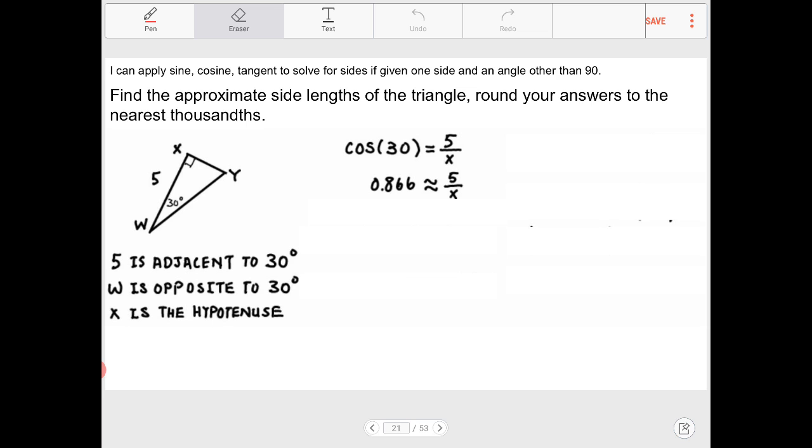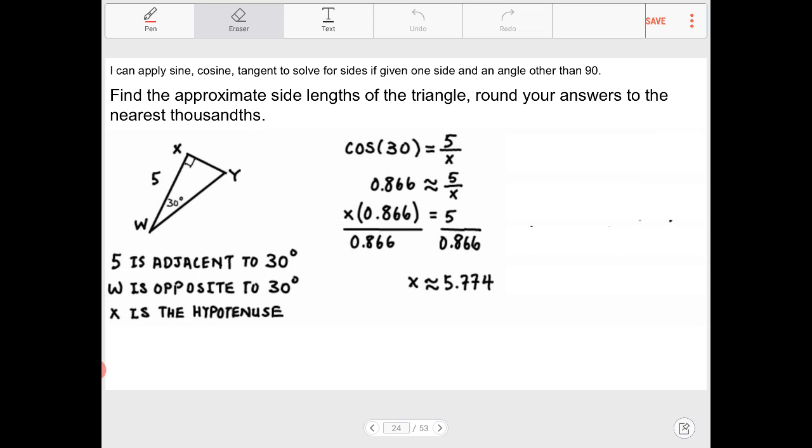So we're going to continue with this. We're going to isolate x by cross multiplying. So I get x times 0.866 is equal to 5. Divide both sides by 0.866. So 5 divided by 0.866 comes out to approximately 5.774. So we wanted to round our answers to the nearest thousandth, and that's exactly what it is. To the thousandth is to 3 decimal places.